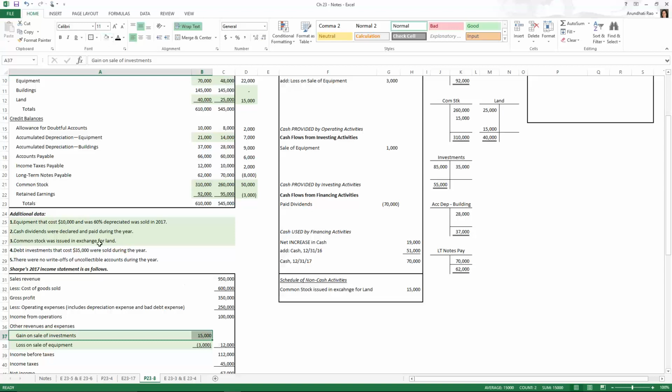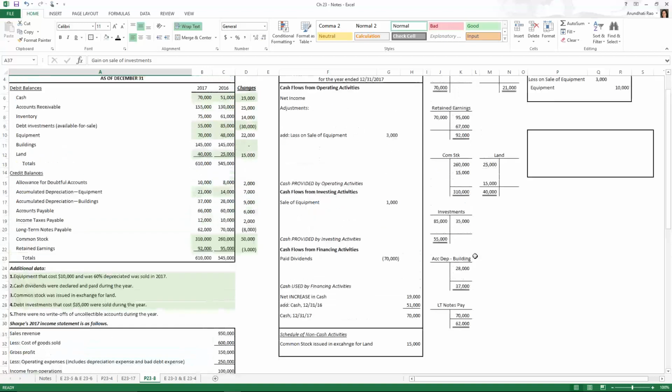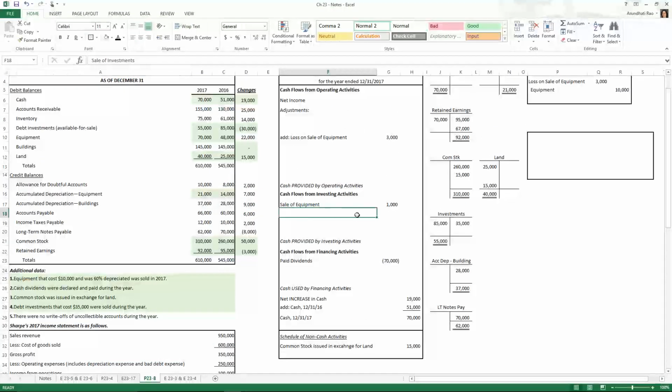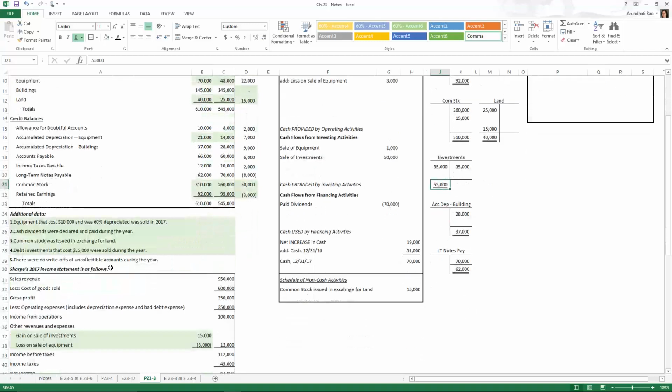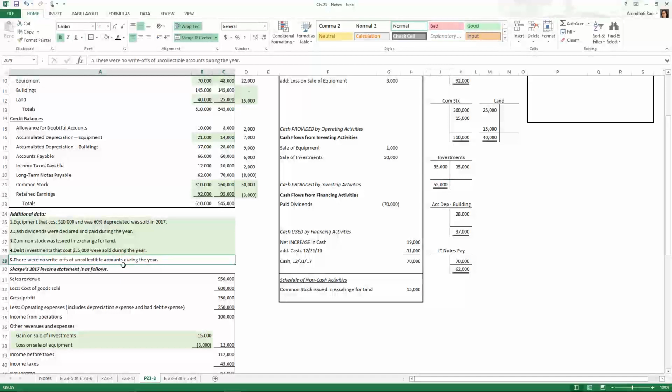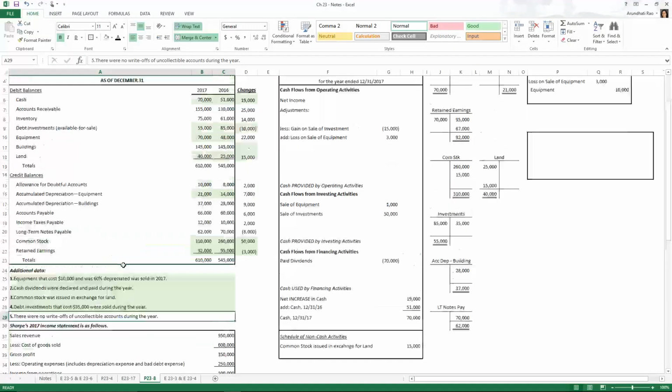Okay. So what's the total cash I got? $35,000 investment. I sold it at a gain of 15. Okay. Which means I sold it for $50,000. And that gain, that comes in over here. Remember, we subtract gains, so I wrote less gains over here. So my investment account, 85,000, 35,000 I sold. So there should be 50,000. There's 5,000 that it has gone up. We'll come back and take a look at it in a second, what that number is. Okay. There are no write-offs of an accounts receivable. So we'll again take a look at that in a second, what that means.